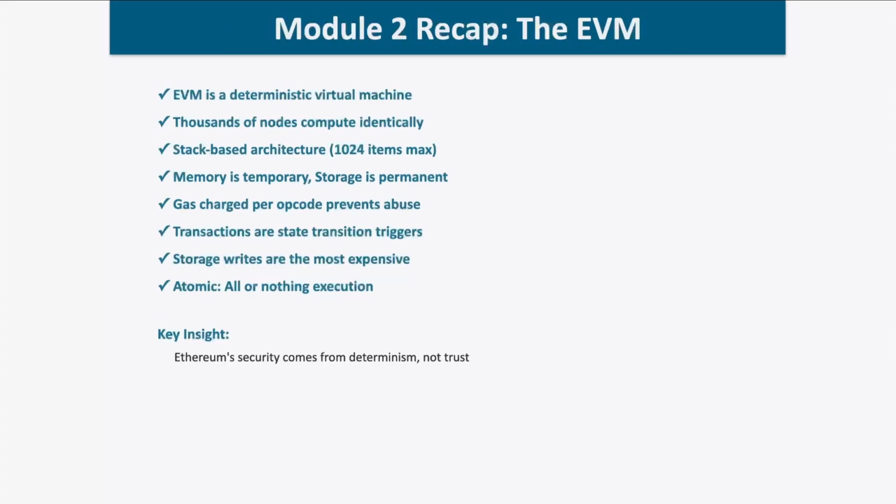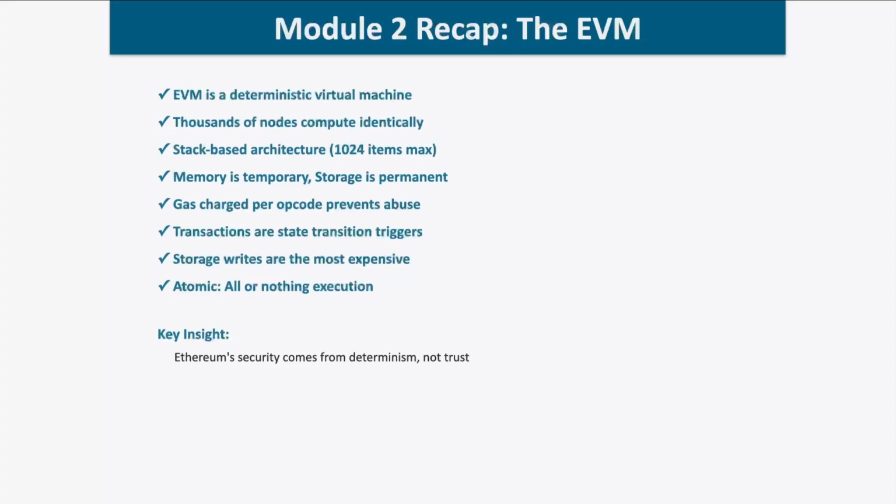Let's recap. The EVM is a deterministic virtual machine. Same input, same code, same output. Always. Thousands of nodes compute identically across the globe. Consensus emerges naturally from this shared computation. The EVM uses a stack-based architecture with a maximum of 1024 items. Data is organized into memory and storage.